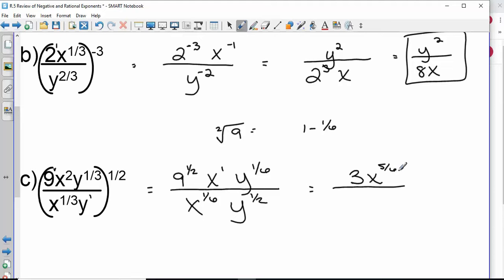Y's, 1/6 or 1/2, which one's bigger? 1/2, so we're going to take it down here. So we have to do 1/2 minus 1/6. And what's that give me? Yep, 2/6, which is 1/3. You have to have a common denominator, right? 1/2 is 3/6 minus 1/6. 2/6 or 1/3.